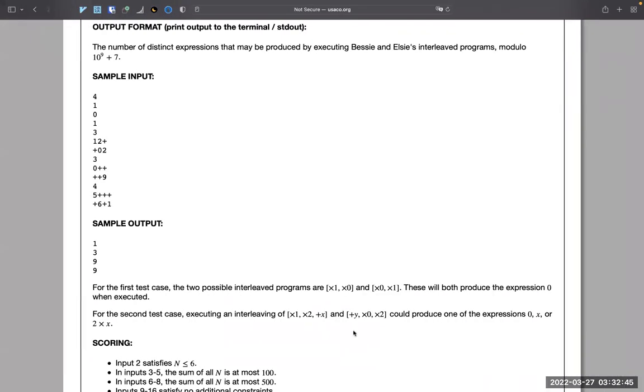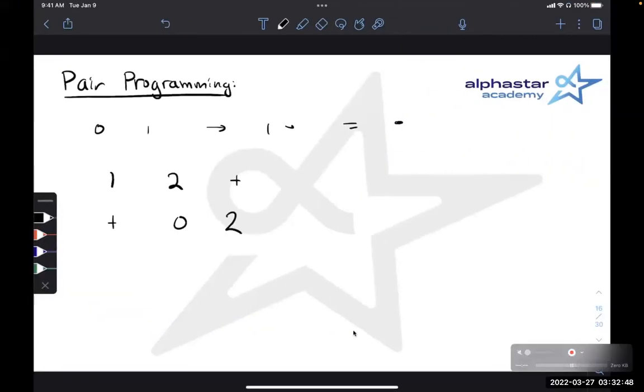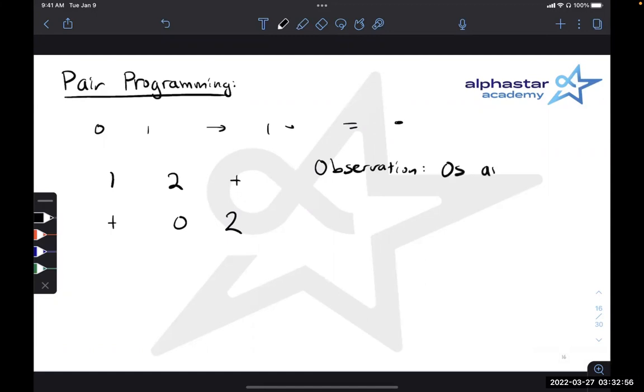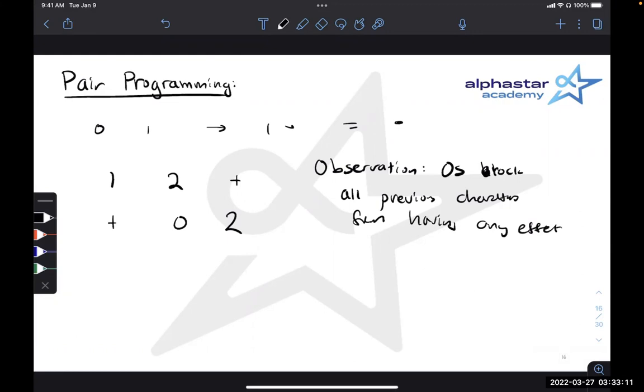0, 2. The thing that I notice here is one observation: zeros lock all previous characters from having any effect. So it's as if you never had the program start from there. So in this case, we can actually ignore the plus, right? This is equivalent. I guess the 0 could block out parts of the first program. Like maybe the 0 is inserted here, and so it blocks out those.